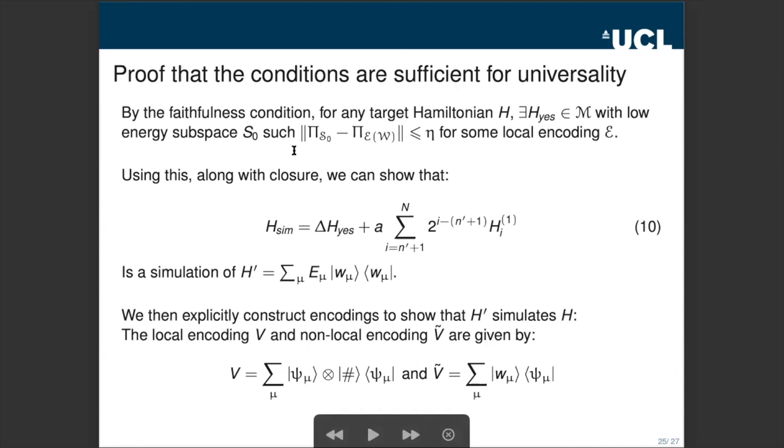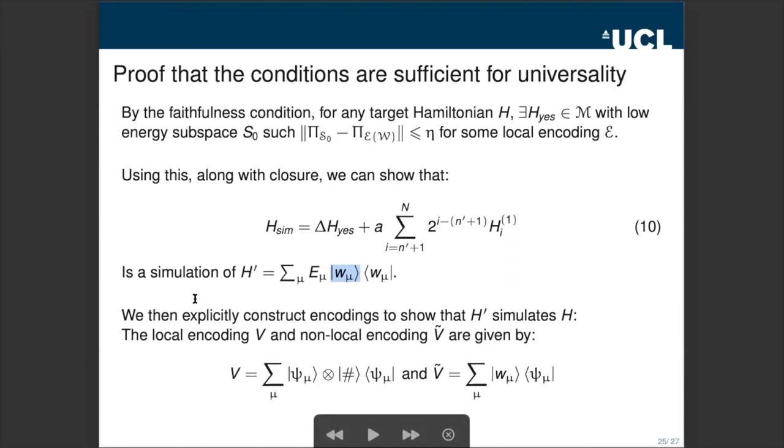So this probably looks very similar to the history state constructions I was talking about earlier. The difference here is that we don't rely on any kind of history state methods. All we rely on is QMA completeness. So we haven't quite finished yet. What we've shown is that this H sim is an approximate simulation of H prime. But then we can use the fact that we specifically constructed these witness states to allow us pre-universality.